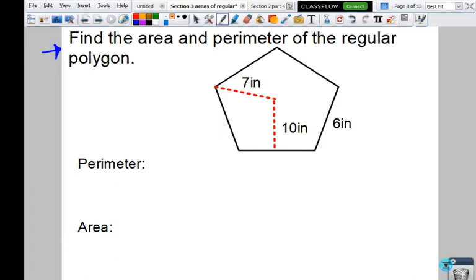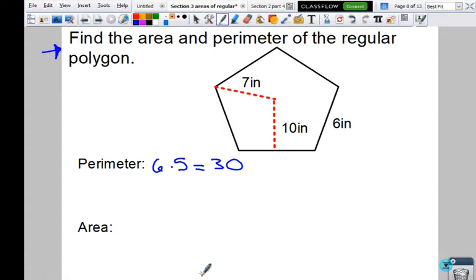Bro, there's a 6 right there. Did you find it? 6 times 5. Yep. For our perimeter, one side is 6. There are 5 sides. We're gonna go 6 times 5 is 30. Yeah, I did it wrong. I put 35. I'm gonna restart. I got it now, don't worry.